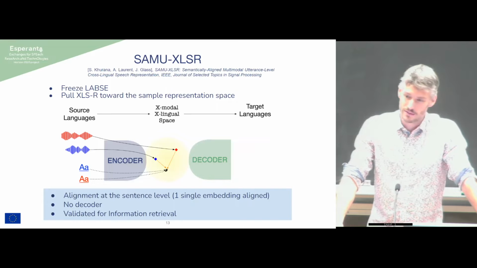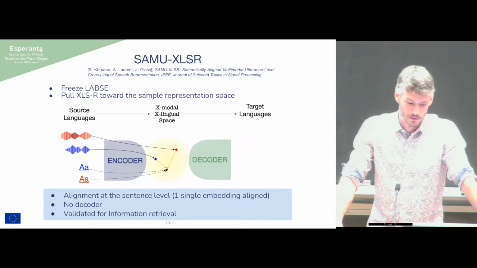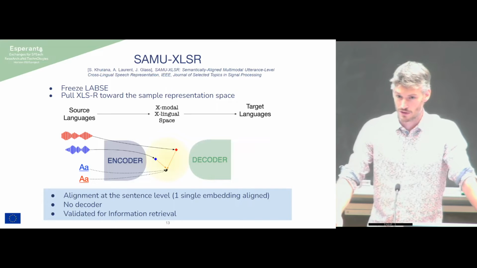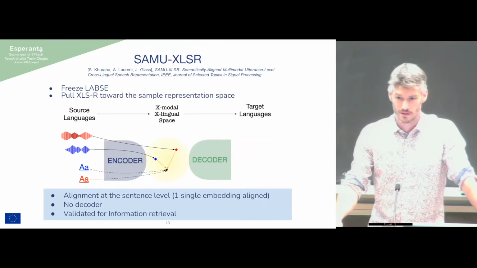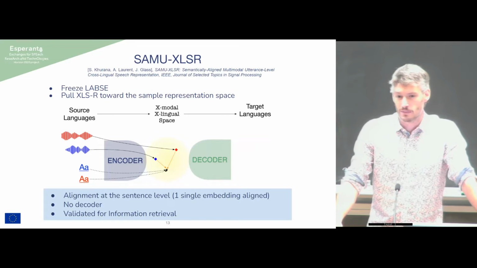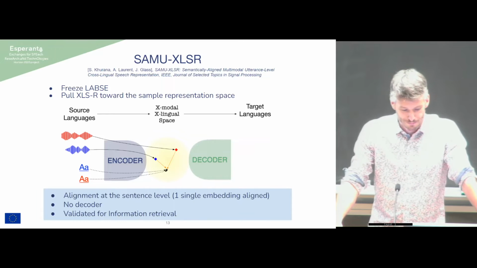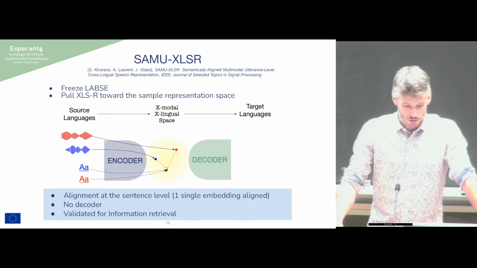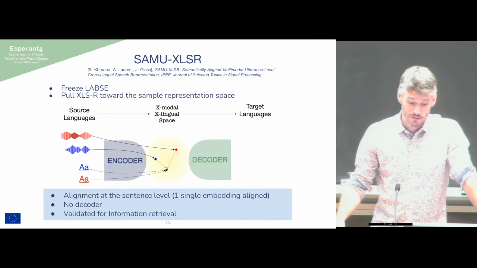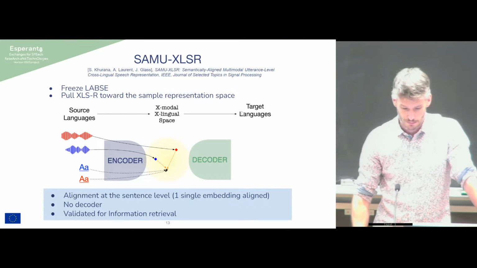And at that time, so 6 weeks ago, when the story started, we didn't have any decoder for this. So we were just able to project speech and text at the same place in the space. And this has been validated by experiments on information retrieval. And just a reminder is that the alignment in this space was done using only semantic information. So that means at the sentence level.